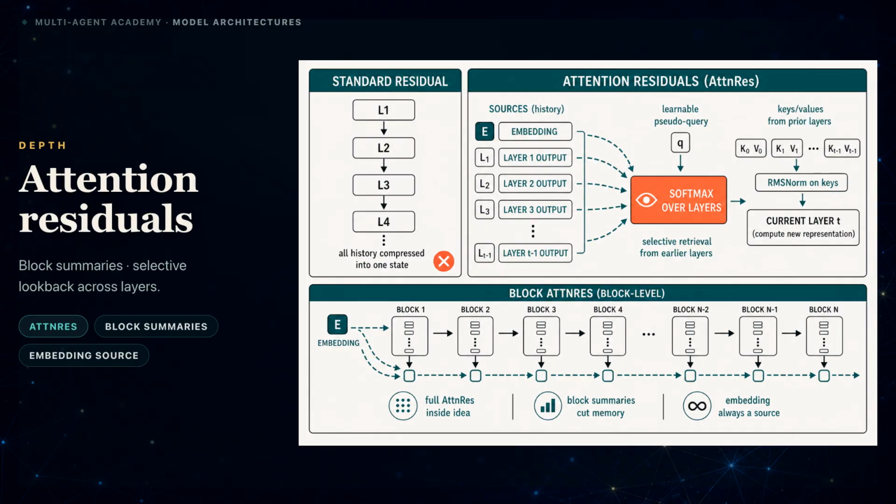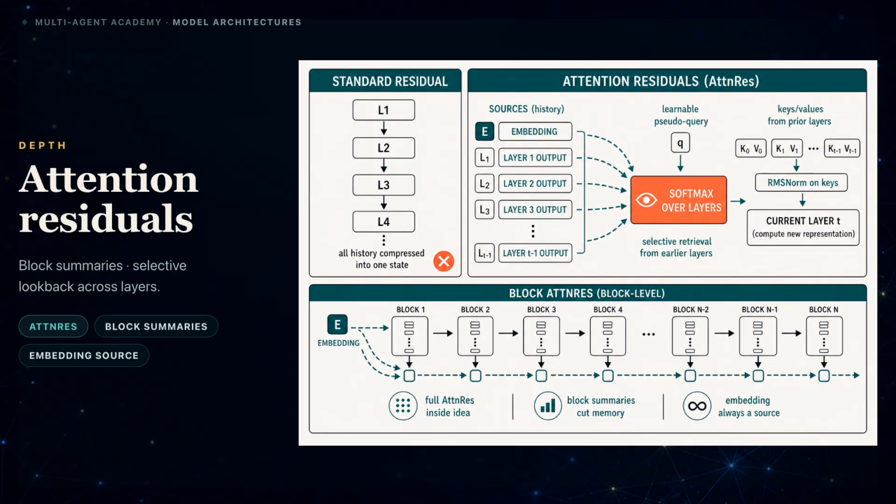Now look at depth. In a standard residual network, each layer receives 1 running state that compresses everything computed before it. Attention residuals treat depth more like a sequence. The current layer can selectively retrieve earlier representations, including the original embedding, instead of accumulating every earlier output uniformly. The method applies root mean square normalization to the keys, so large magnitude layer outputs do not dominate the look-back weights.